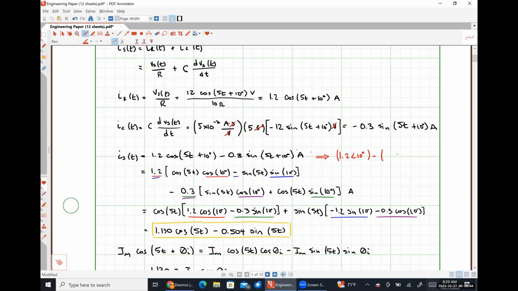And then I'm going to have minus 0.3 angle negative 80 degrees. The reason I'm choosing negative 80 degrees is because I have converted my sine function into a cosine function by subtracting 90 degrees from the phase angle. So I would like you all to put this mathematical operation into your calculator and tell me what you get in both polar form and rectangular form, please.